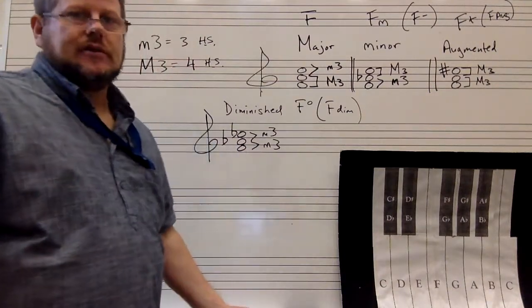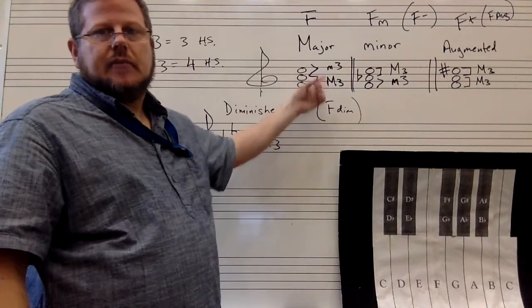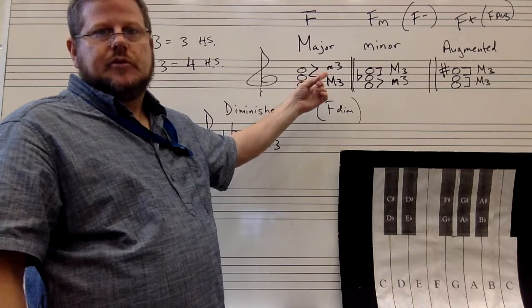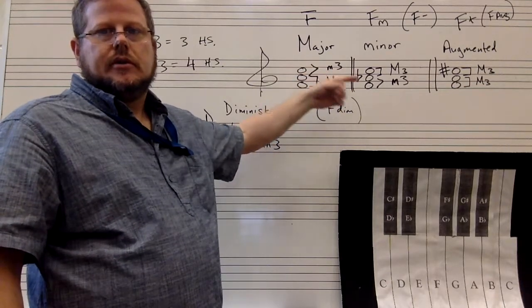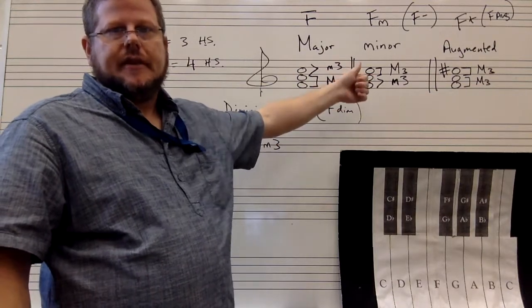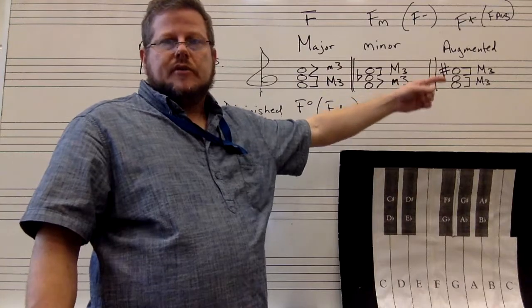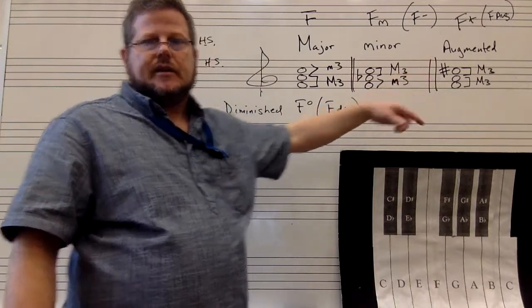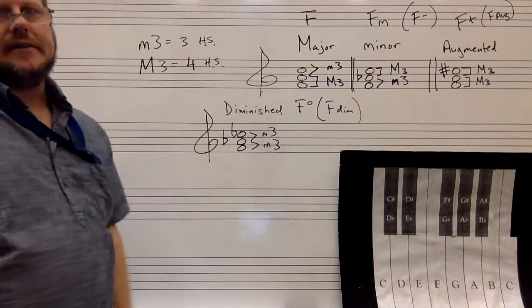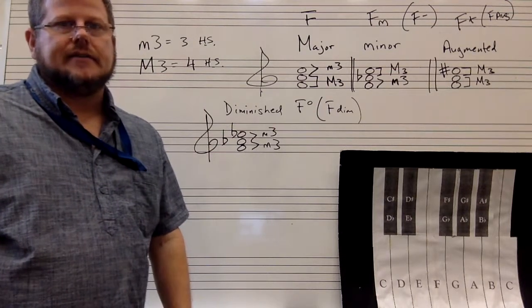And basically it works like that. There's major third on the bottom, minor third on the top, in root position. That's a major chord. Minor third on the bottom, major third on the top, root position, that's a minor chord. Two major thirds, both of them major thirds, that's augmented. Both of them minor thirds, that's diminished. And that's all there is to the triads.